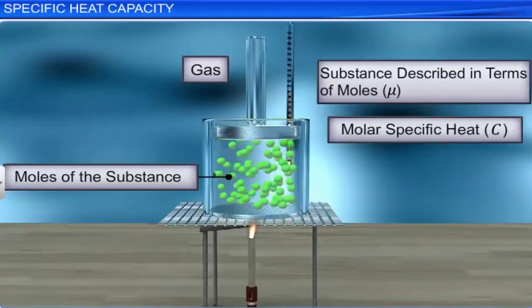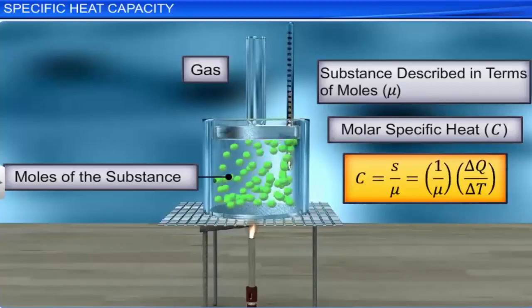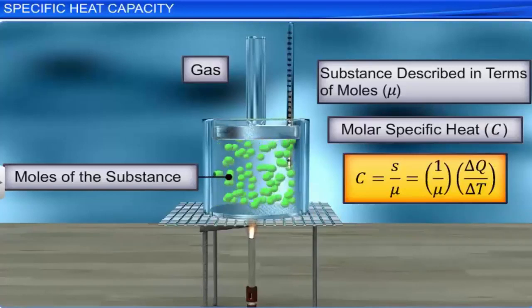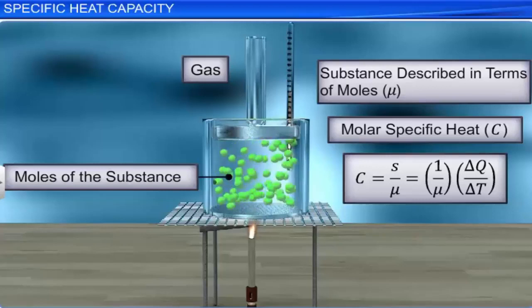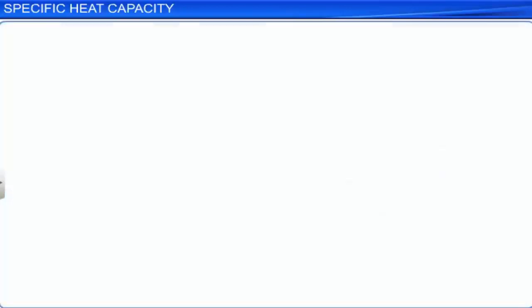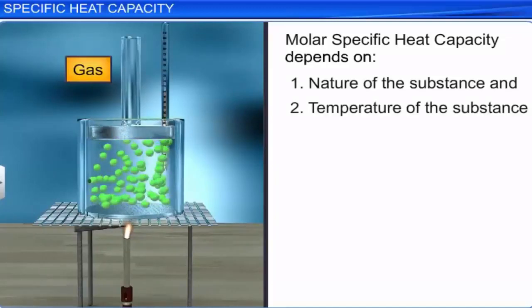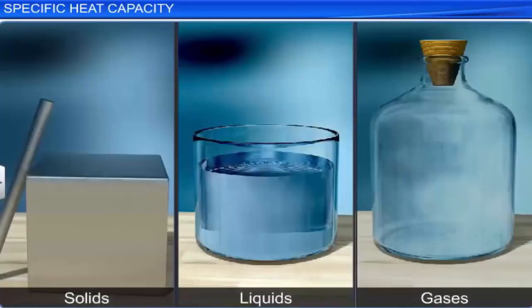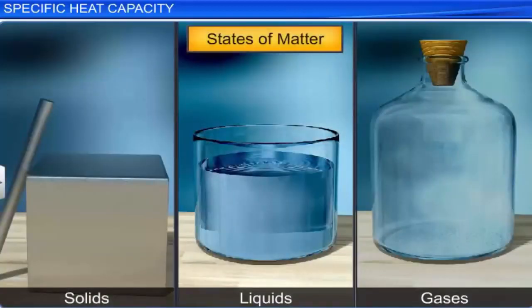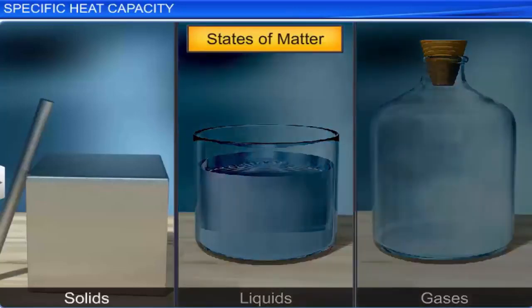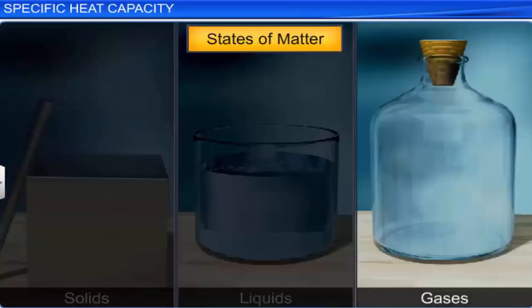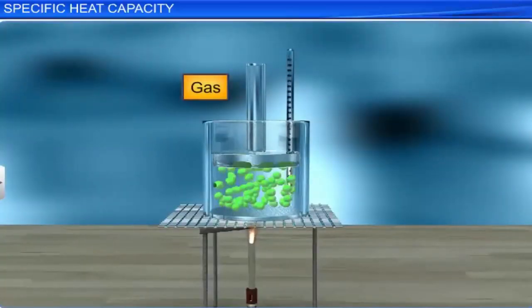This is given by C equals S by mu equals 1 by mu into delta Q by delta T. The SI unit of molar specific heat capacity, C, is joules per mole Kelvin. Molar specific heat capacity also depends on the nature and temperature of the substance. The definition of specific heat capacity is applicable for all states of matter, namely solids, liquids, and gases. But for gases, the heat required to raise the temperature depends on the process involved.